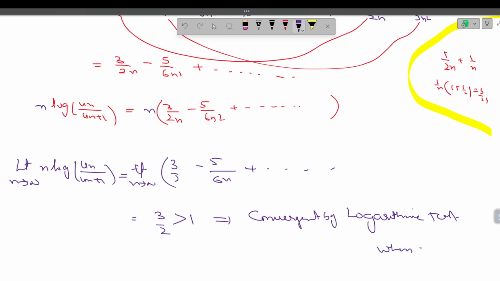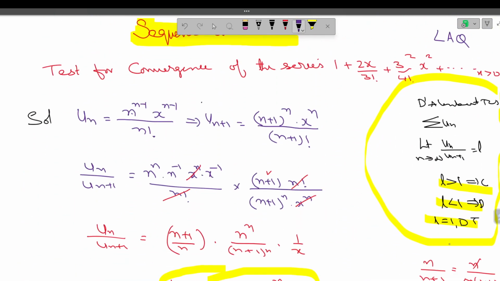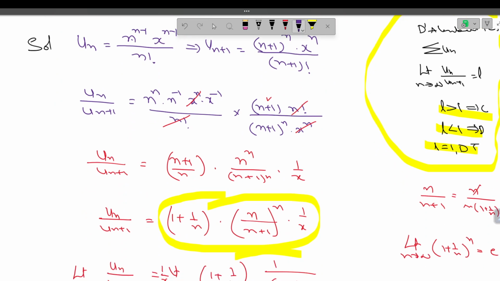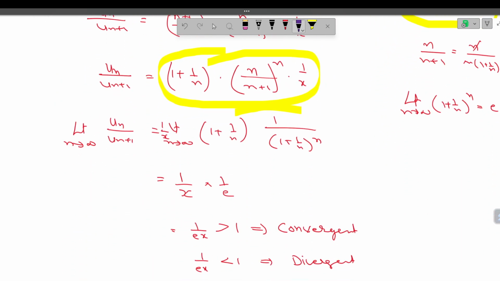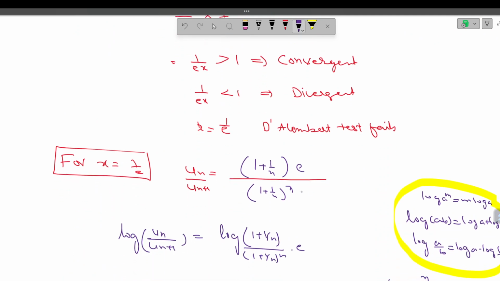When x equal to 1 by e. Okay, please see here, a little bit long problem. Test for the convergence of the series. This is a long problem. So first we apply the D'Alembert test. We got when x equal to 1 by e, the test fails. So we put x equal to 1 by e, because whenever e is there in the problem, 100% you have to apply the log. That's it.